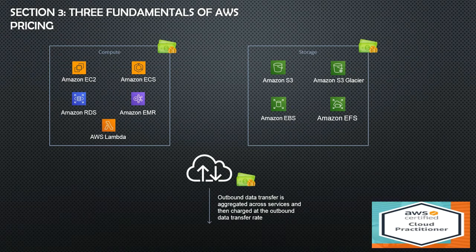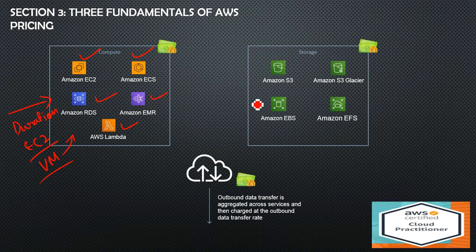So this slide explains the fundamentals of the AWS pricing model. The first thing is that if you are running any compute service, whether it be EC2, EMR, RDS or Lambda, you will be paying for the duration that you run those EC2 instances and those virtual machines, right? So you will be paying for that duration.